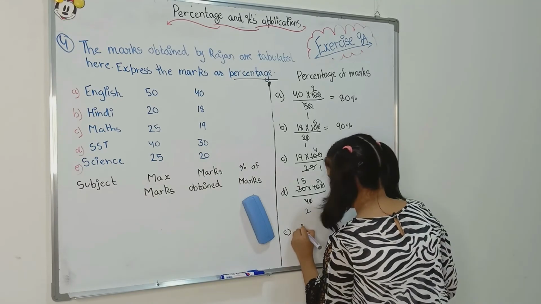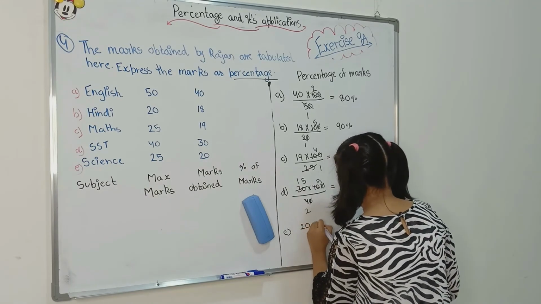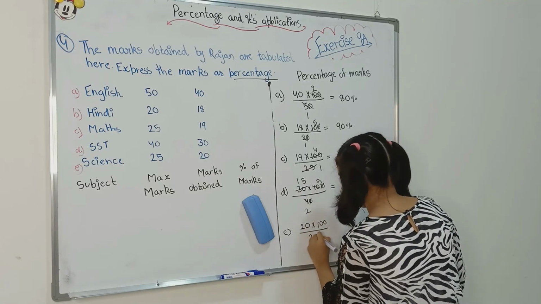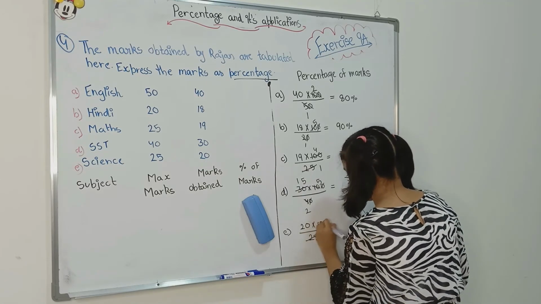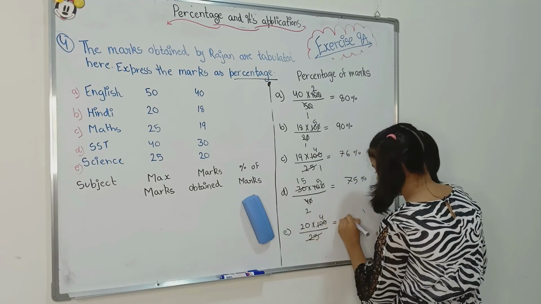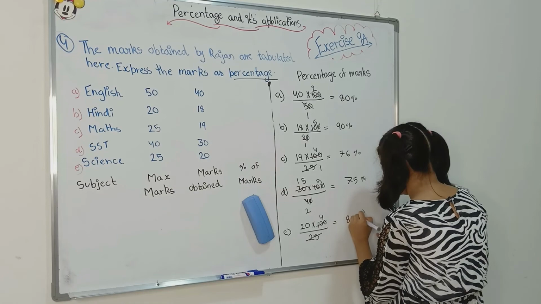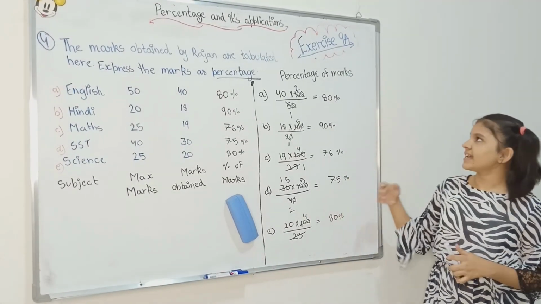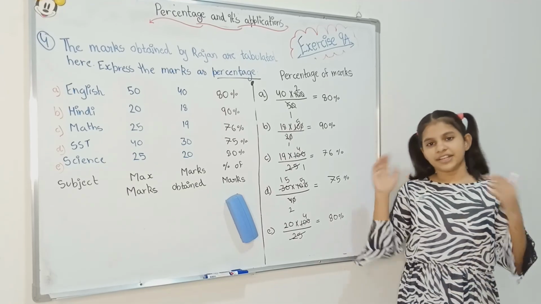It is 20 into 100 by 25. So 25 4s are again 100. So 20 4s are 80. 80% here. So now I am finished with this exercise, exercise 9A.